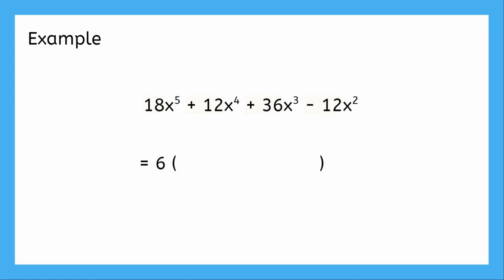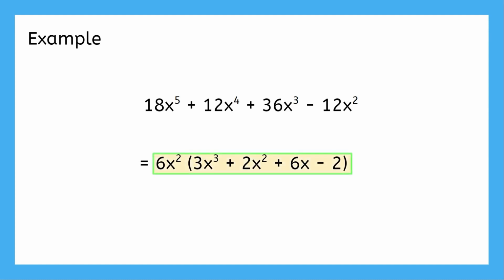Is there anything else that all 4 terms are divisible by? Well, x to the 5th, x to the 4th, x to the 3rd, and x squared all involve at least 2 x's. So we could factor that out as well. Remember, since we're pulling these factors out of the original, the GCF needs to be divided out of the old terms. For the variables, remember your exponent rules. If we divide by x squared, it subtracts 2 from the x's exponent. The factored form is 6x squared times (3x cubed plus 2x squared plus 6x minus 2).